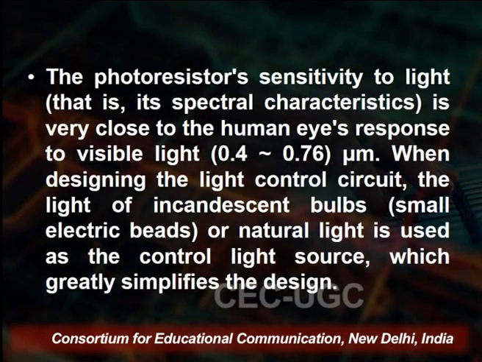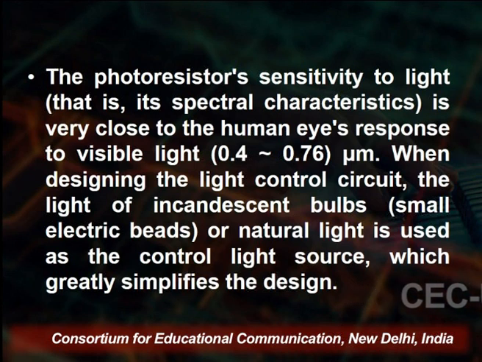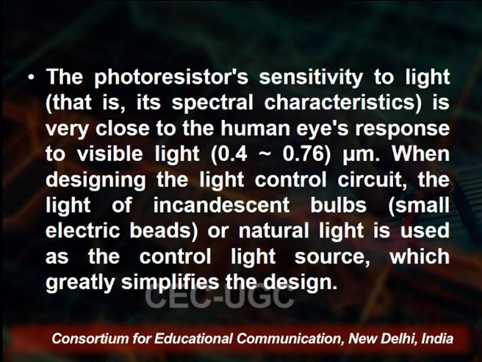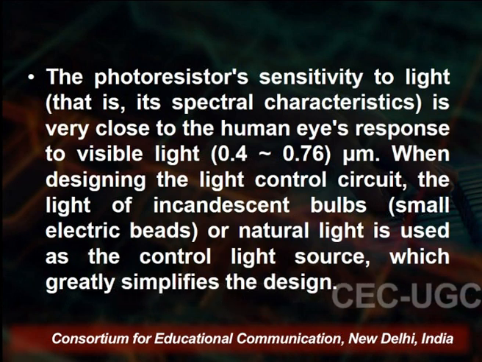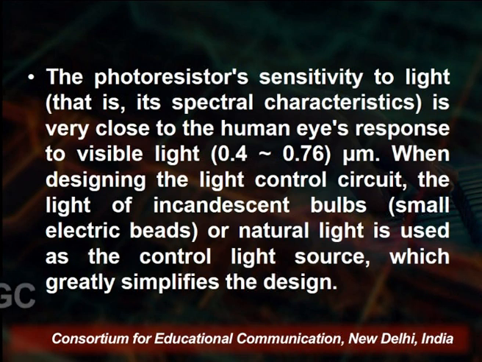The photoresistor's sensitivity to light, which basically defines its spectral characteristics, is very close to the human eye's response to visible light, like 0.4 to 0.76 micrometer. So, when designing a light control circuit, the light of incandescent bulbs, small electric beads, or natural light is used as a control light source, which is greatly specified by the design.